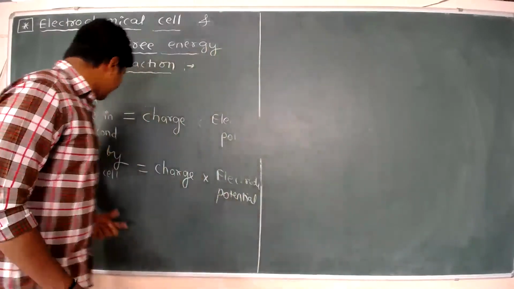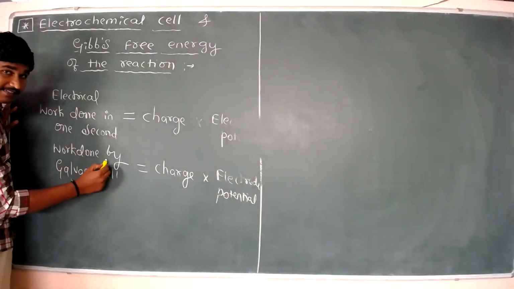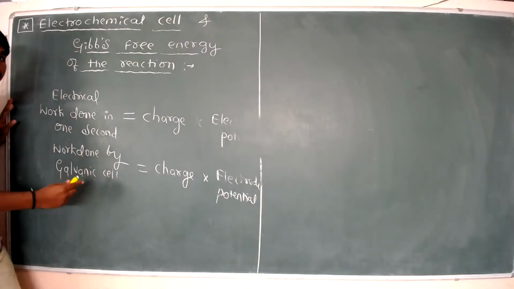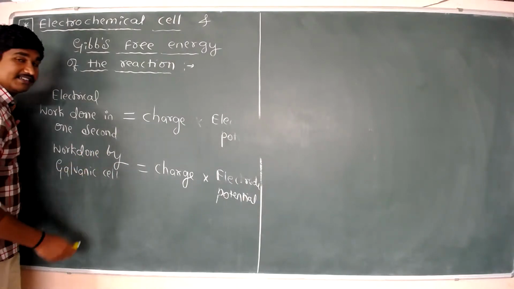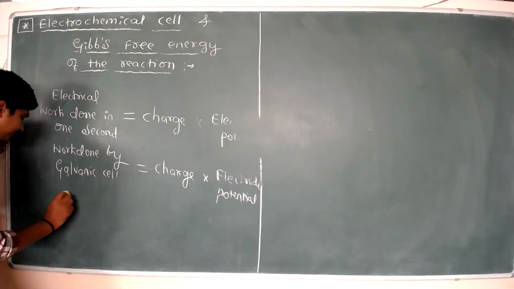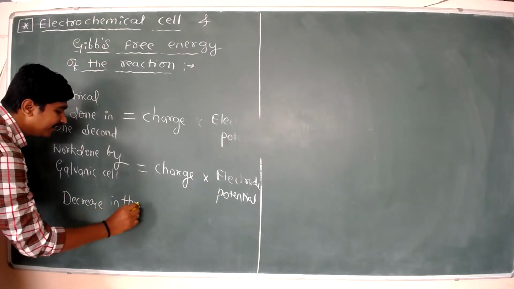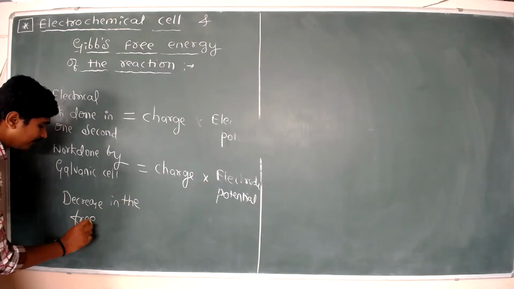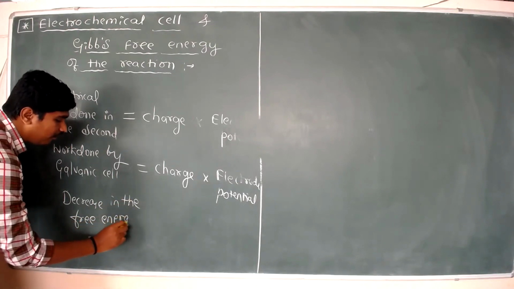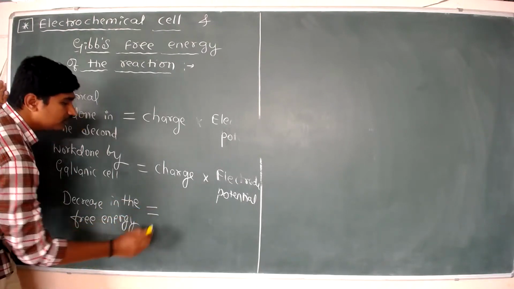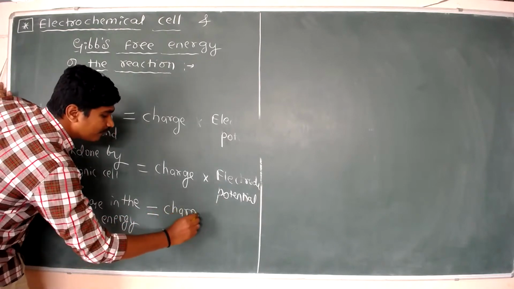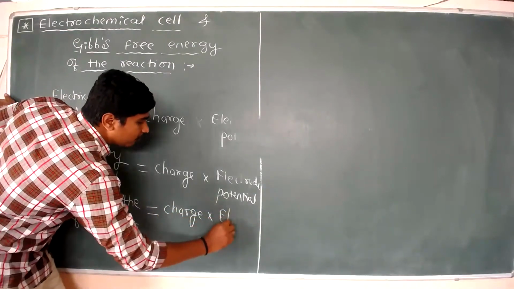I can write here decrease in energy. Work done by the system. System is doing work means decrease in the free energy. Decrease in the free energy of this cell is equal to same formula, charge into electrode potential.